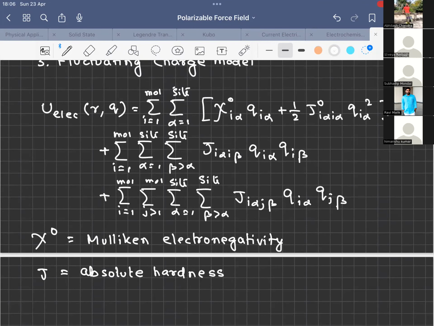So these charges depend on the interaction with the other molecule, as well as the other charges on the same molecule. If you see this expression carefully, you can see this interaction depends on the interaction with other molecules as well as the charges of the same molecule, and it will change at every time step. So this is how the fluctuating charge model takes into account polarizability.